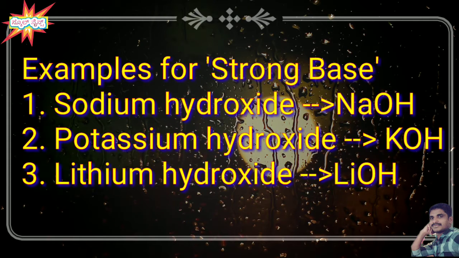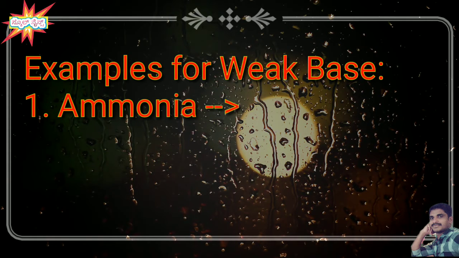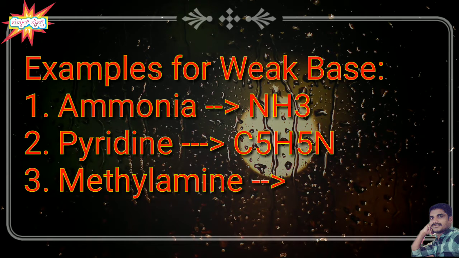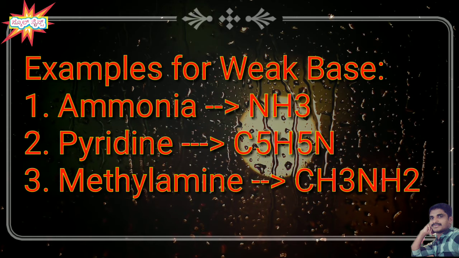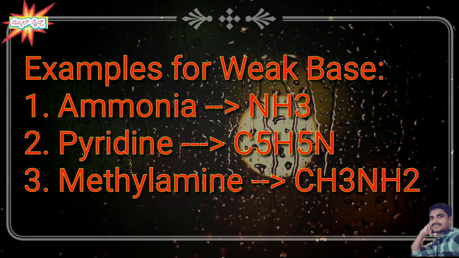Examples for weak bases: ammonia is an example of a weak base. Its chemical formula is NH3. Pyridine, C5H5N; methylamine, CH3NH2. These are the examples for weak bases.